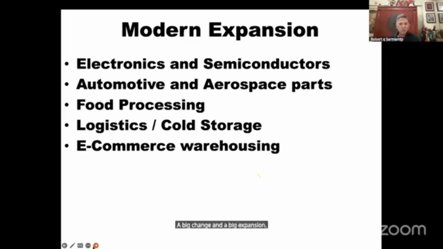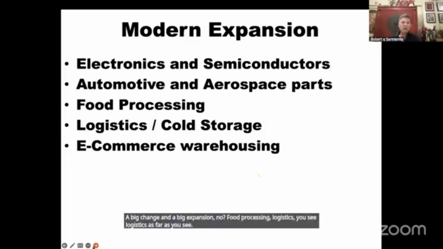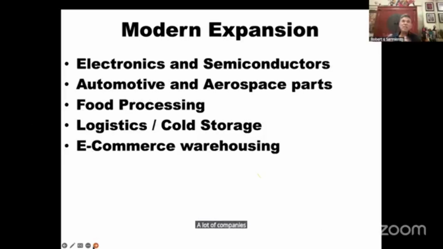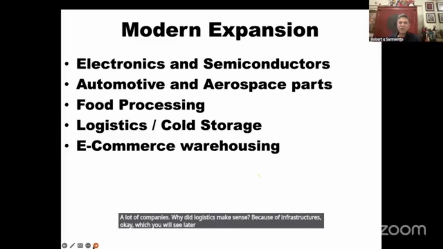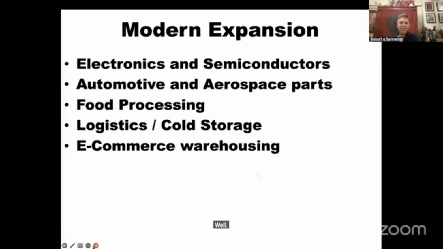Food processing, logistics. You see logistics as far as you see a lot of companies. Why did logistics make sense? Because of infrastructures. Okay, which you will see later on, and also cold storage. Because without these infrastructures to back it up, how can logistics move, right? And e-commerce, warehousing. All right, next slide.